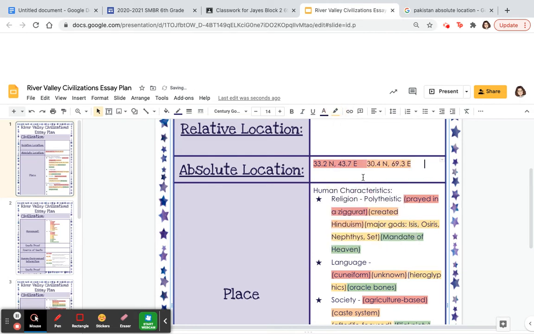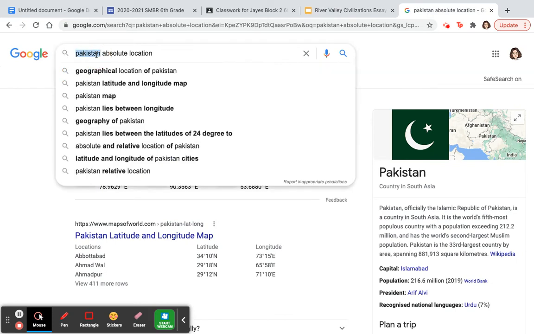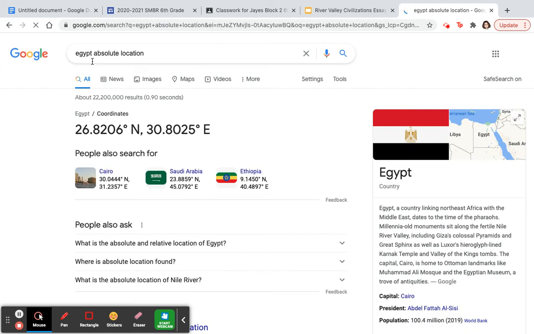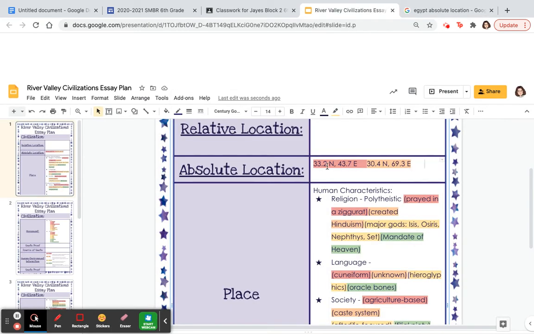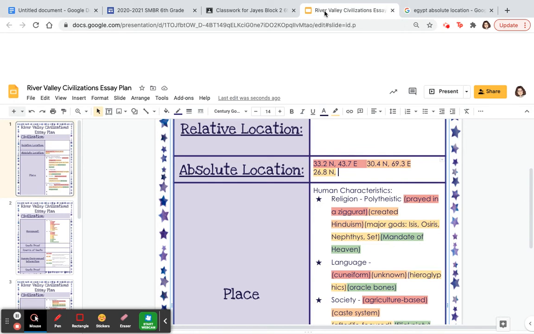I'm going to make Egypt yellow. Also, if I'm going too fast for you, make sure you pause the video. 26.8 degrees north. There we go. And 30.8 degrees east.